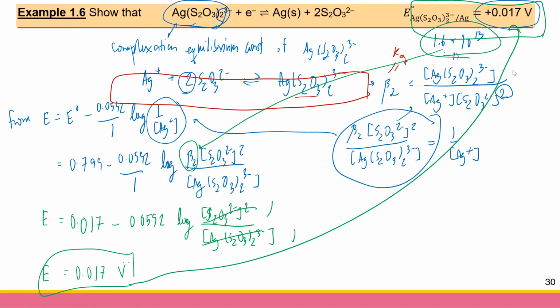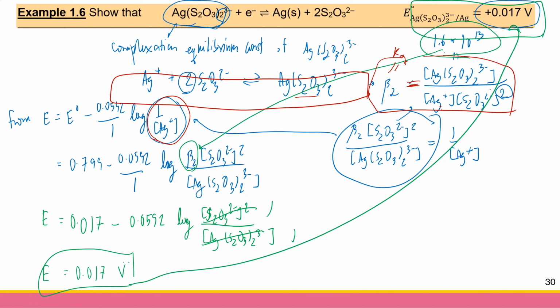But now how to make the substitution? Okay, so the beta 2 of this reaction is this term, right? Silver thiosulfate over silver and thiosulfate square. So you need to substitute 1 over silver, right? Because this is the Nernst equation of the one that we are starting from. So you need to rearrange this to get 1 over silver. So this is the algebra. You have silver in the denominator.